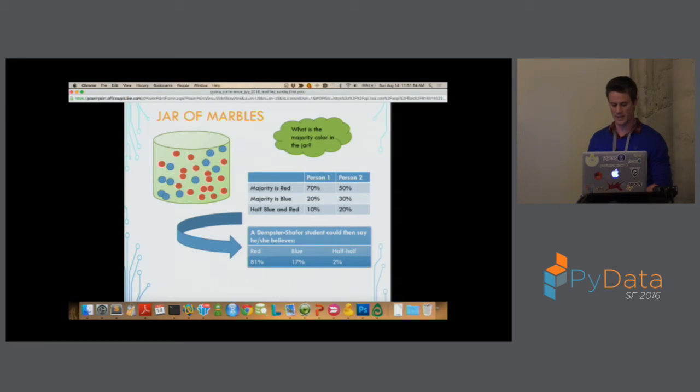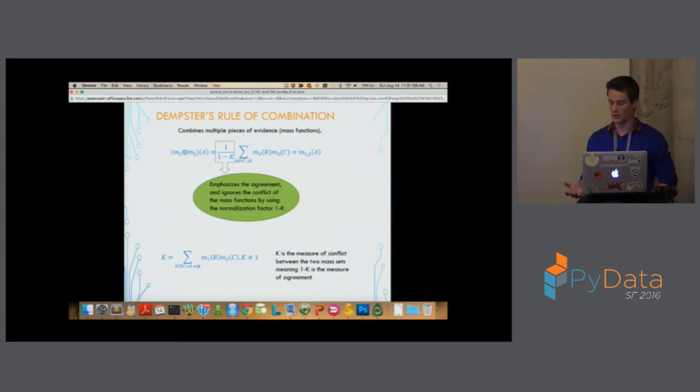So I just want to give that example. I'll try and refer back to it as I go to the math part a little bit. I'm not going to really go into much detail, but basically the stuff right here is where we are merging our two beliefs. And in order to do that, A is, for example, the majority of colors in the jar being red.